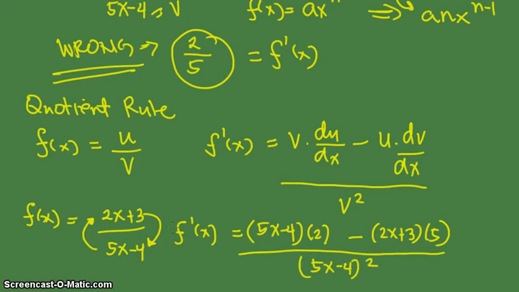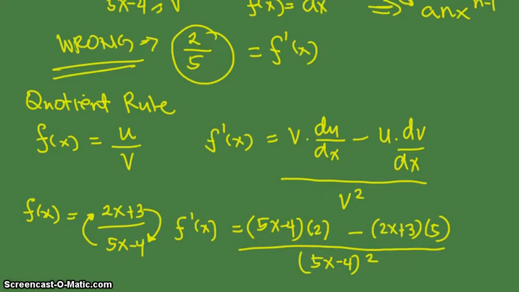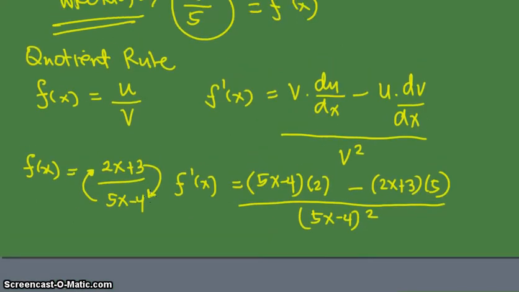So that's the quotient rule: 5x minus 4 times the derivative of 2x plus 3, minus 2x plus 3 times the derivative of 5x minus 4. It's like a cycle going from bottom to top and then top to bottom, over the square of the denominator. Once you do that, all you have to do is simplify what you have obtained. So this is basically 10x minus 8, and this is 10x plus 15, over 5x minus 4 squared.